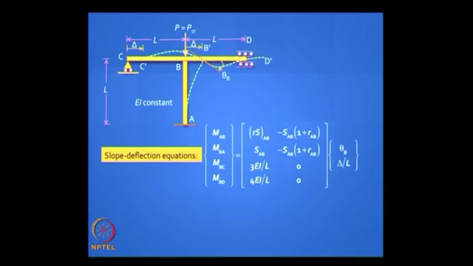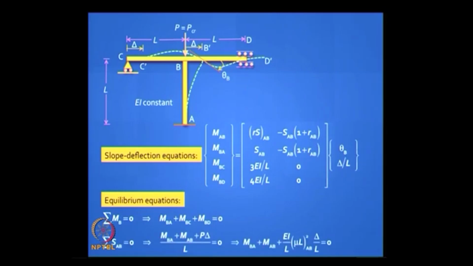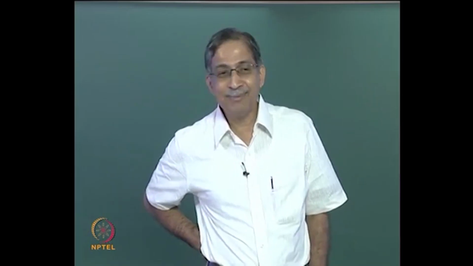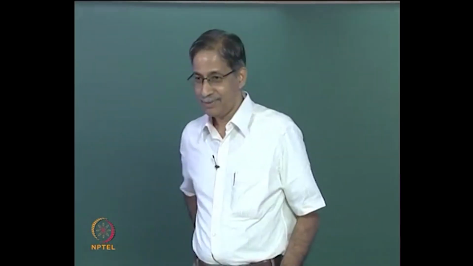Even before I go with the solution, you can write the slope deflection equations the same old way. You can write the equilibrium equations. You have a moment equilibrium and you have a shear force equilibrium, right? Now you have 2 equations. How do you find the critical buckling load? What kind of bisection method can you use now?